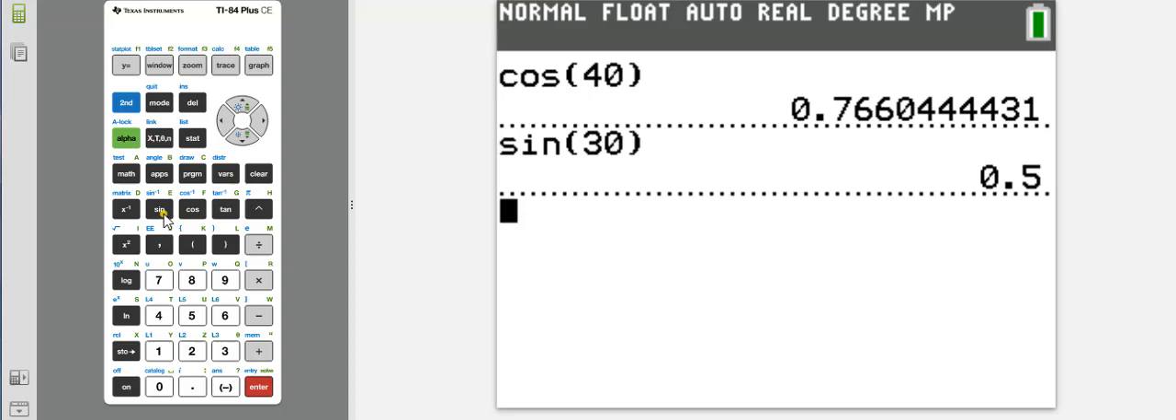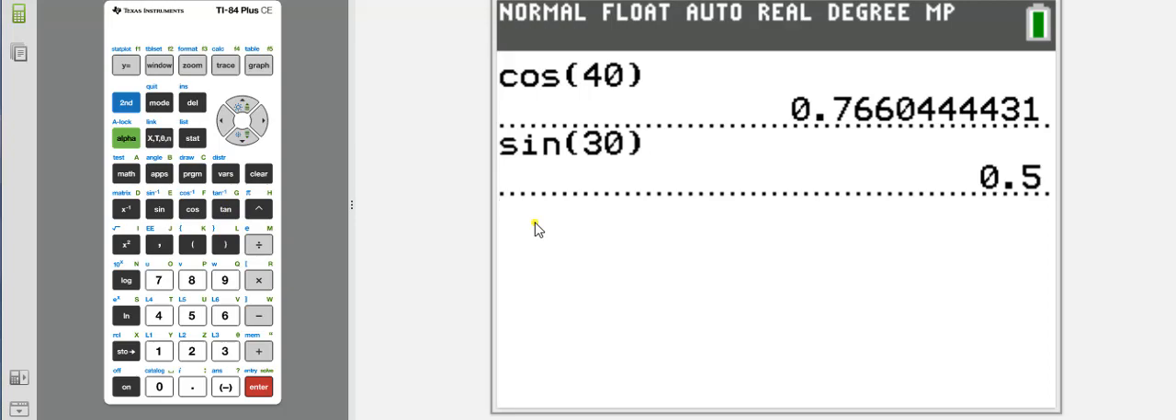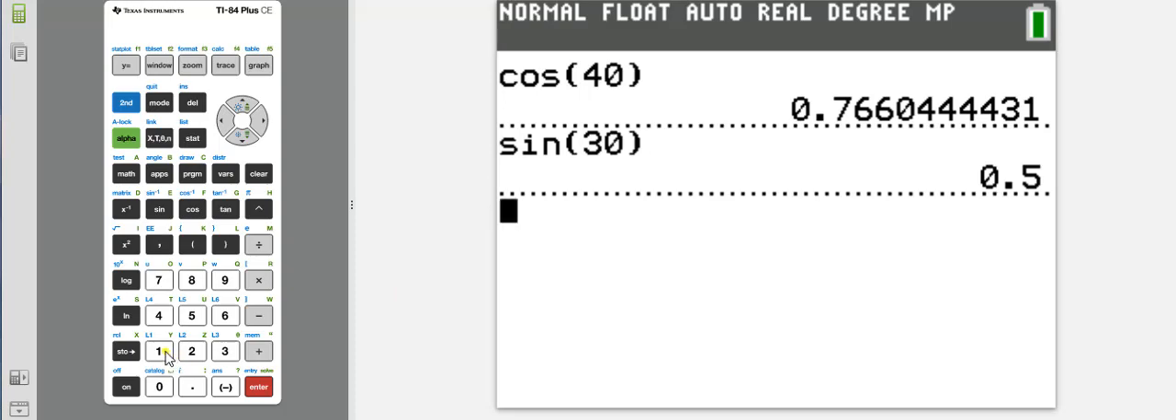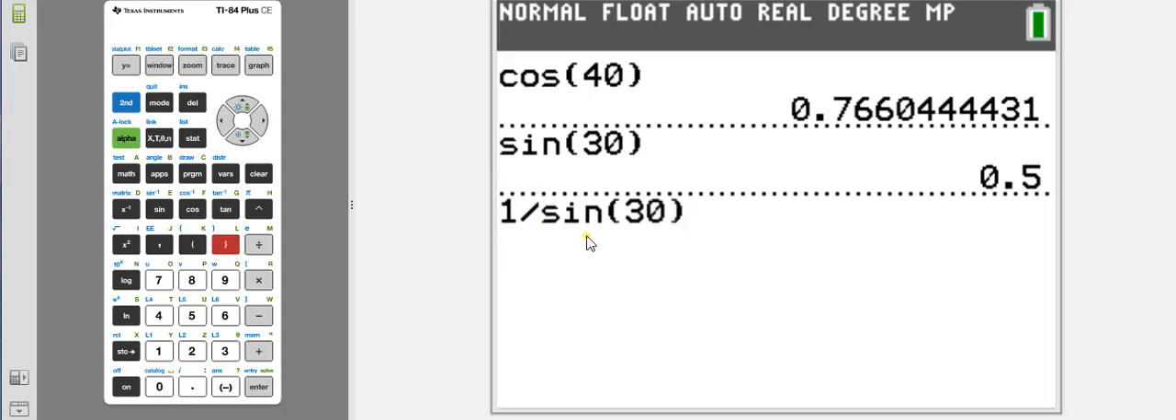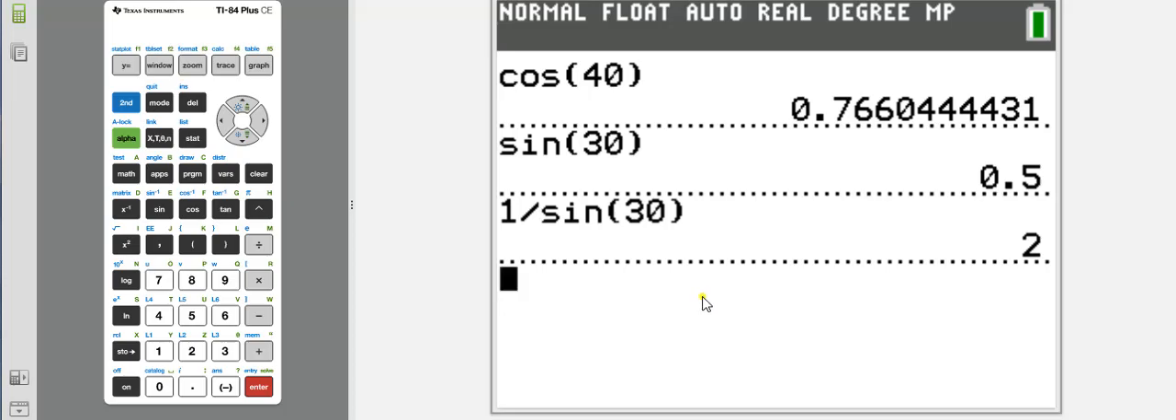And notice you have only sine, cosine, and tangent. What if you want to evaluate cosecant of 30? Well, you know that cosecant and sine are reciprocals. So if you want to evaluate cosecant of 30, what you've got to do is 1 divided by sine of 30. That is going to be the same thing as cosecant of 30. This is how you use your graphing calculator to evaluate trig functions of a theta.